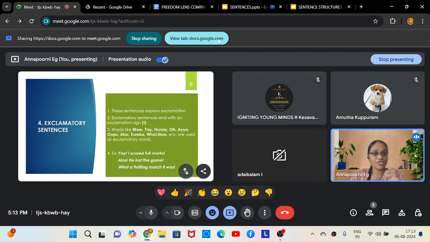That power should be there when you are reading exclamatory sentences. Very good. Some students will read it flatly, but what you read is nice. Yay, I scored full marks! Alas, he lost the game! Alas is like ayyo. What a thrilling match it was! So these are all exclamatory words and exclamatory sentences.